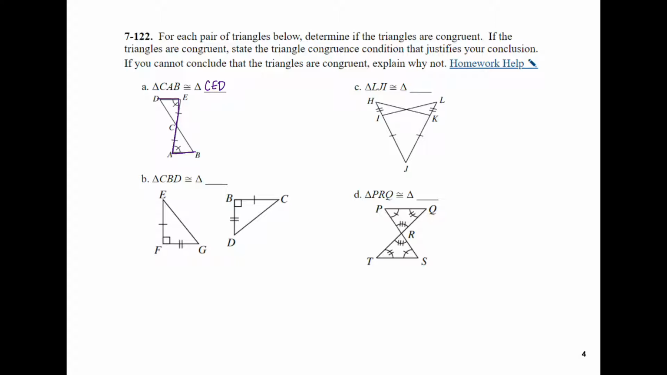So we can tell that they have an angle already in common, they have a side already in common, and then I noticed that angle ECD and angle ACB are congruent because they're vertical angles. So by the definition of angle-side-angle congruency, we can say that these two triangles are congruent.